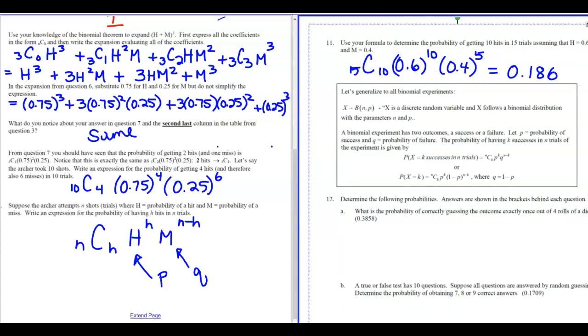Again, a binomial experiment has 2 outcomes, a success or a failure. Lowercase p is the probability of success, and lowercase q is the probability of failure. Those are sort of standard. Probability of having k successes in n trials.